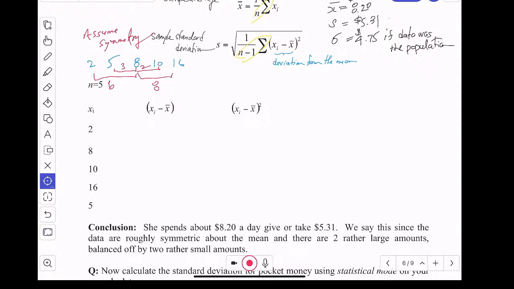It's important to notice that ours will always be bigger. The formula used for sigma, the population standard deviation, is actually like this.